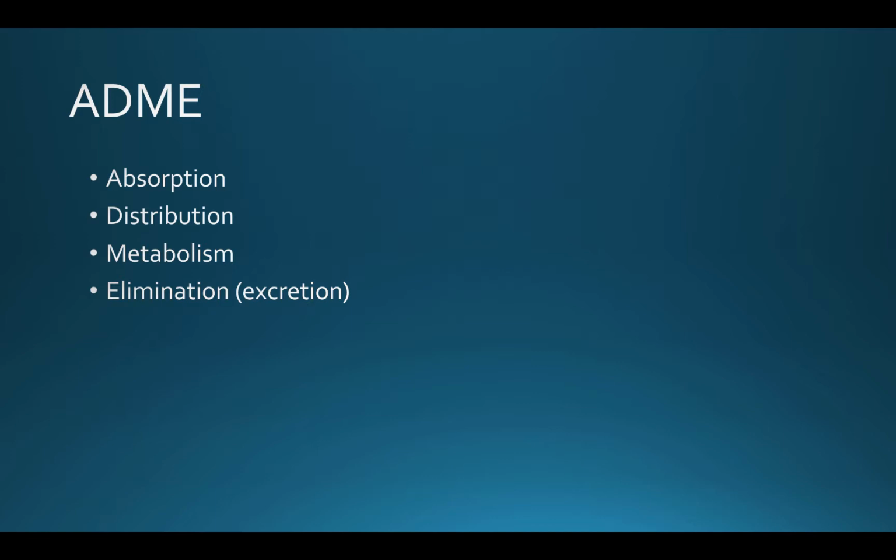Distribution is kind of similar to absorption, but as a drug distributes throughout the body, that can be limited. A great example there is the blood-brain barrier. If we're using an antidepressant medication and it has very poor distribution to the central nervous system and can't pass the blood-brain barrier, that's a potential problem because it needs to get to the brain for its site of action.